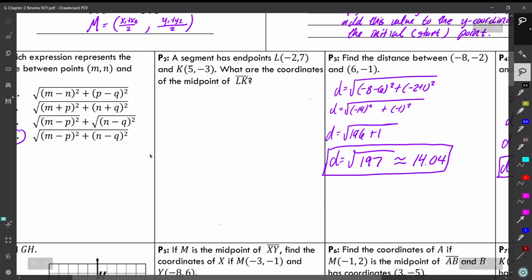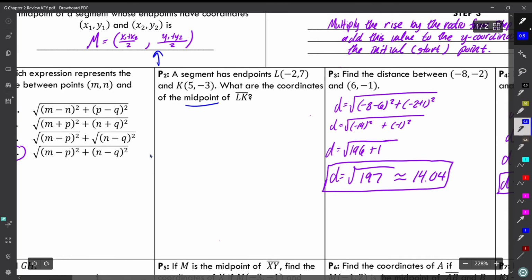Okay, so the midpoint, it's a completely different formula. It's this one right here. So we just add up the x's, add up the y's, divide by 2 each time, and that gives you the new coordinates. So m equals (-2 plus 5) over 2, 7 plus the -3, we can say is just -3, over 2. Okay, simplify now. That's all you got to do.